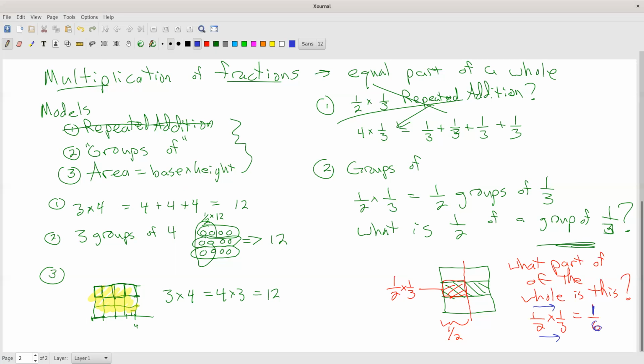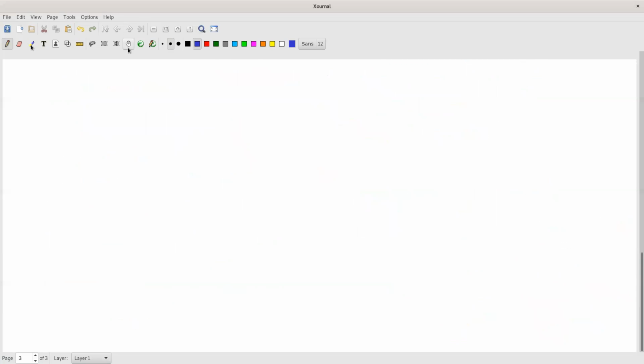Does that always work like that? We'll look at another example to double check. So again, what am I trying to do here? I'm trying to figure out, how do I multiply fractions? If I know what it means to multiply, and I know what a fraction is. So I'm just going to pick another pair of fractions and try again. I think I'm going to try the area model this time. But groups of works all the time.